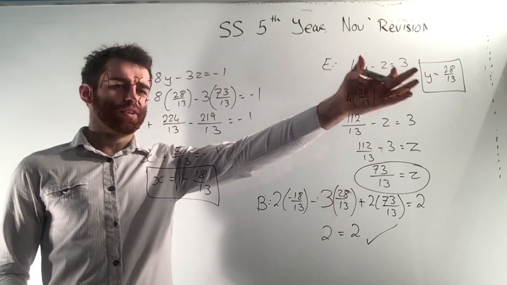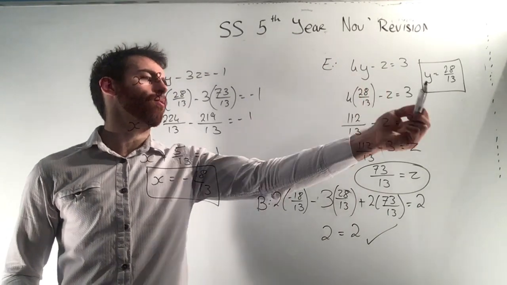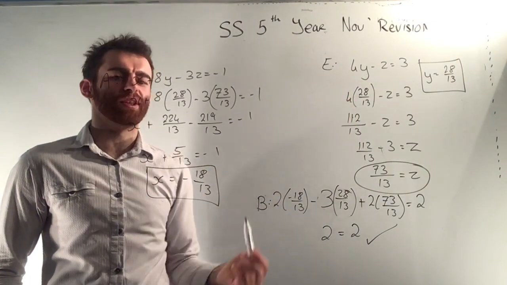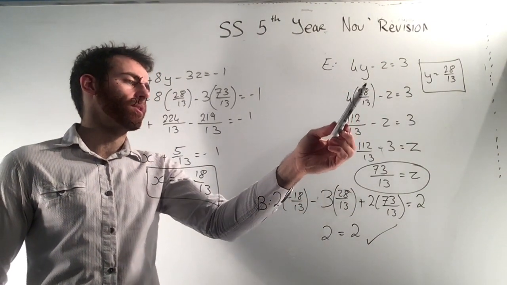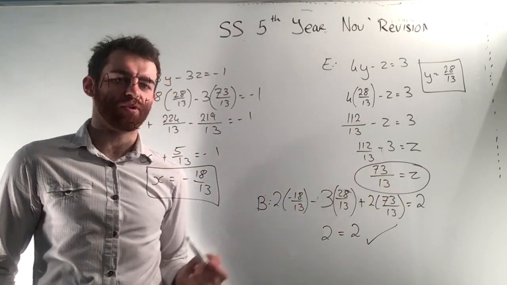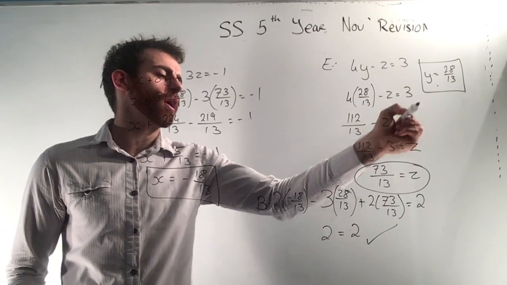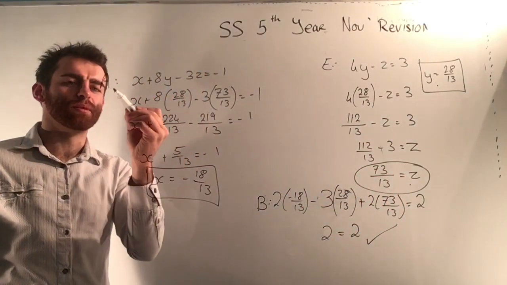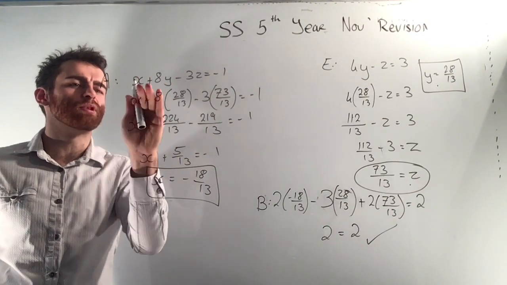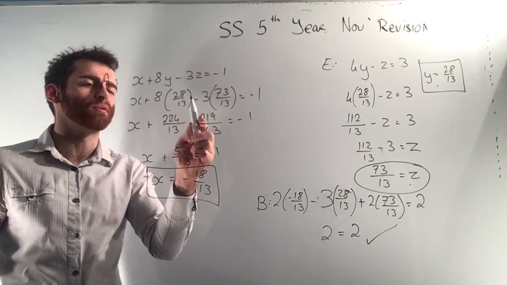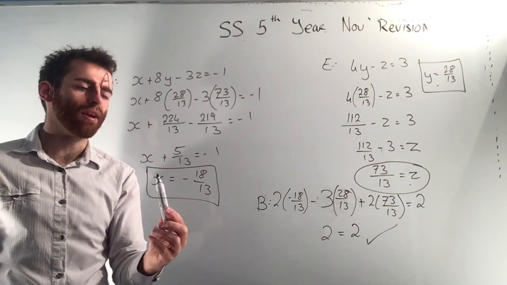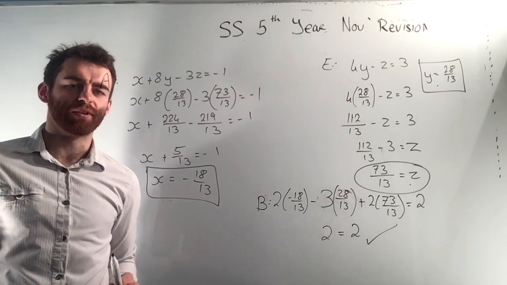Okay, so I started up over here. We now know that y is 28 over 13, so if we take equation E, we'll be able to work out what z is. Instead of my y, I subbed in 28 over 13, and I simplified it down, and I ended up with z is equal to 73 over 13. Once you know your y and you know your z, you can sub back into one of your original equations to find your x. So I sub back into my equation A, which was x plus 8y minus 3z equals minus 1. I subbed in my values for y and z, simplified it down, and I got x is minus 18 over 13.